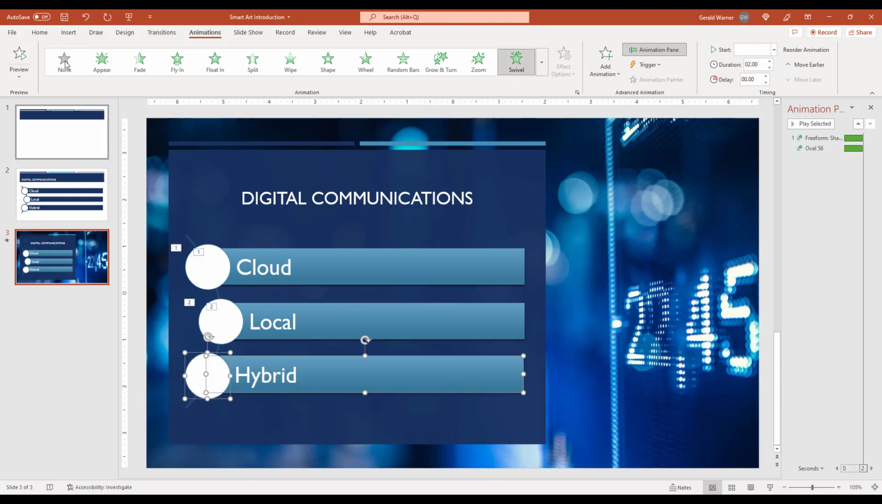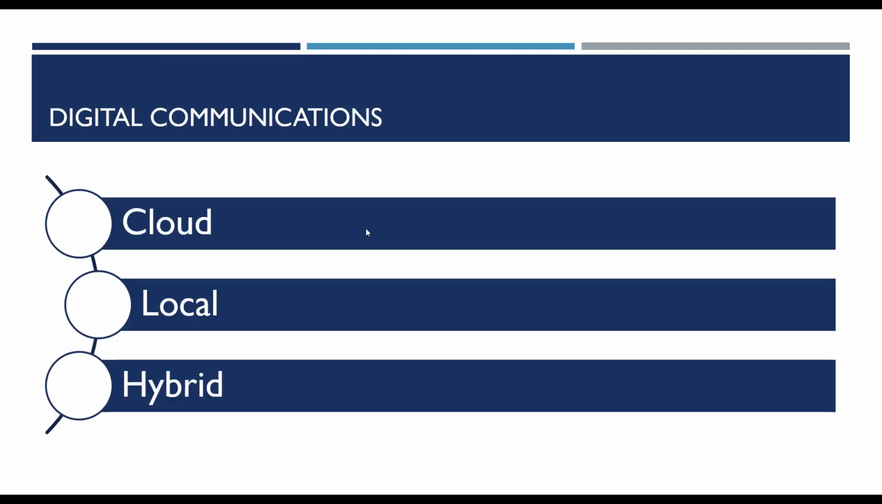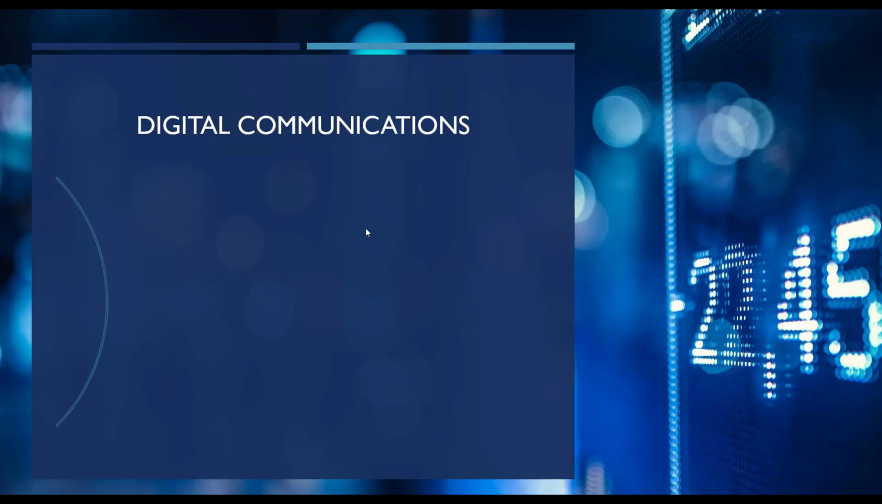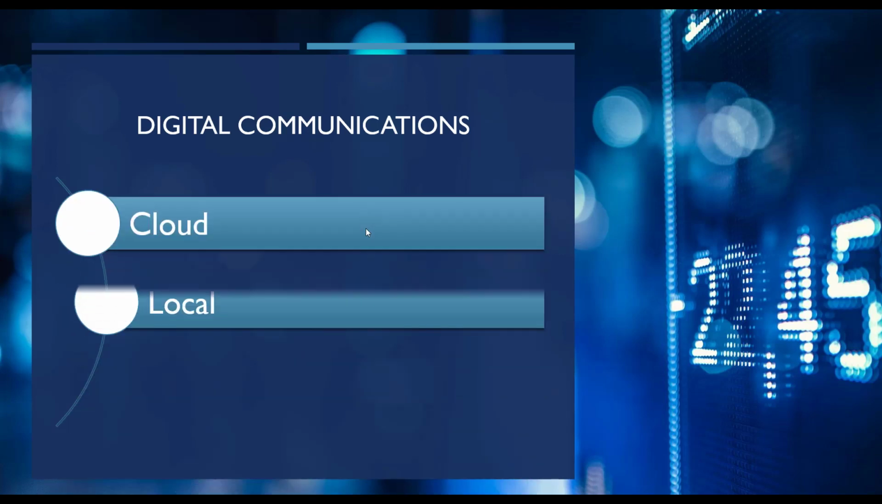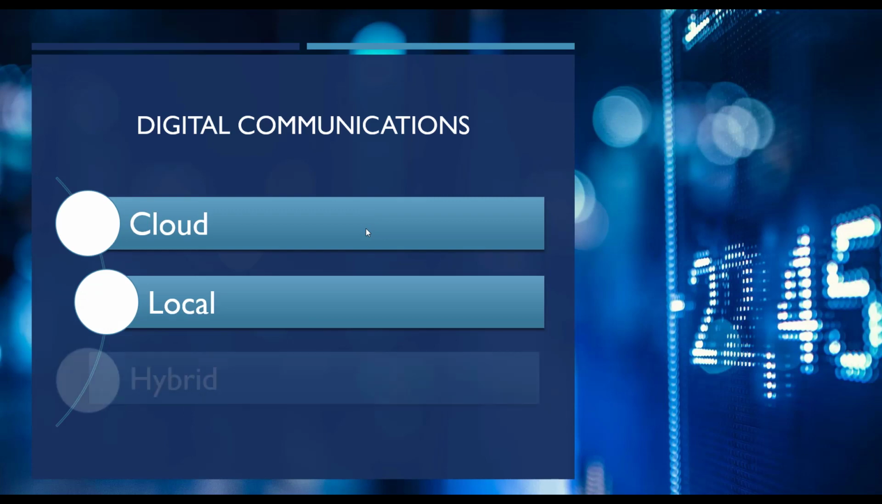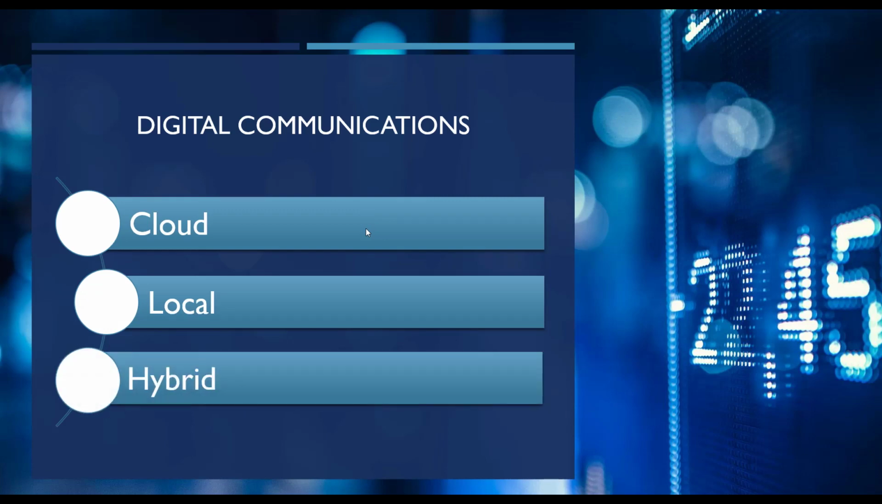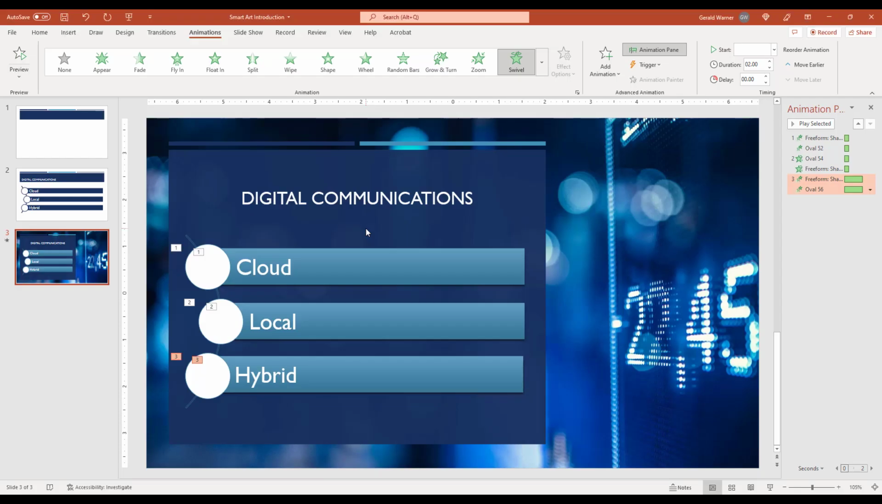So then we can go back out to our presentation view, and we can go down from the first slide, second slide. Here's our slide with the items we changed. Fly in, wipe, and the swivel. So that's how you animate in SmartArt.